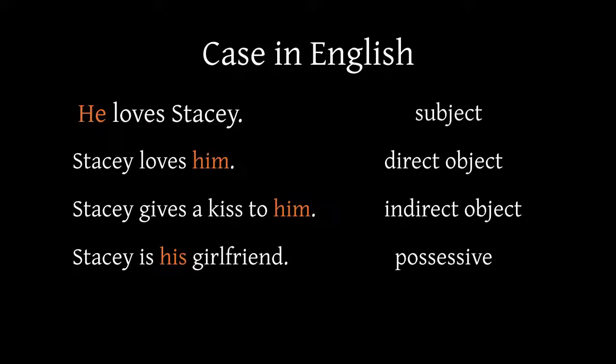We don't make a distinction between a pronoun that is a direct or indirect object, so we don't change him when him is suddenly the indirect object. This is something that Latin would do. But we do change our form again when it functions as the possessive, so we say his instead of him or he when we say "Stacy is his girlfriend." Hopefully he doesn't think that Stacy is his possession, but we are using the possessive in this case.